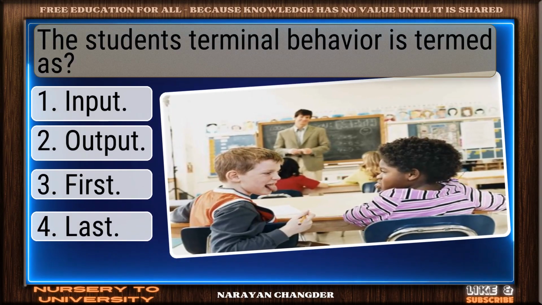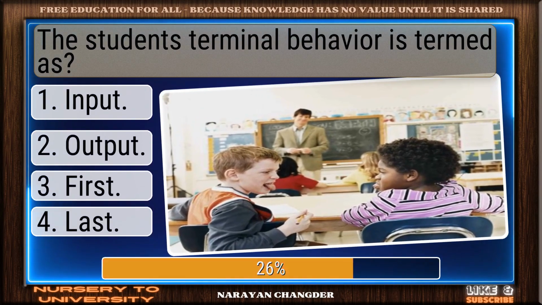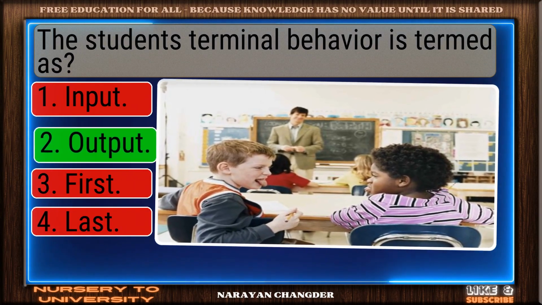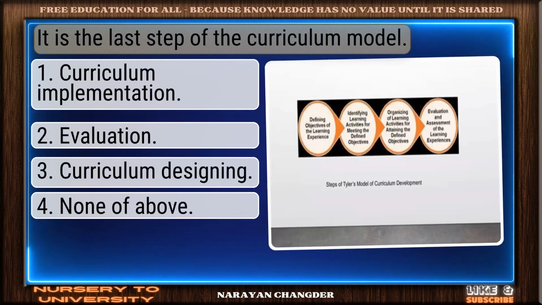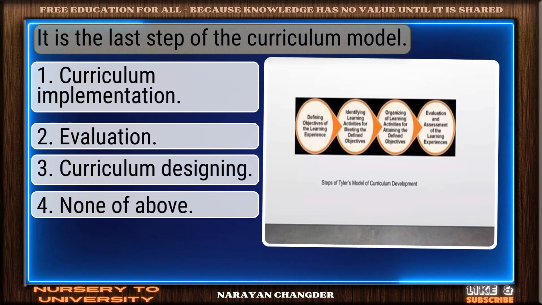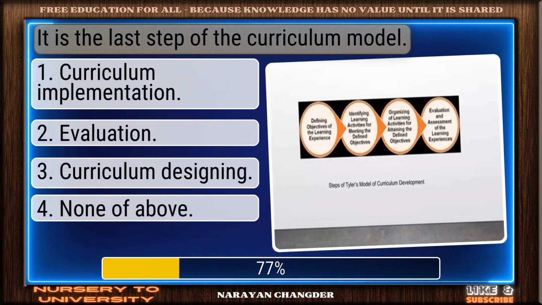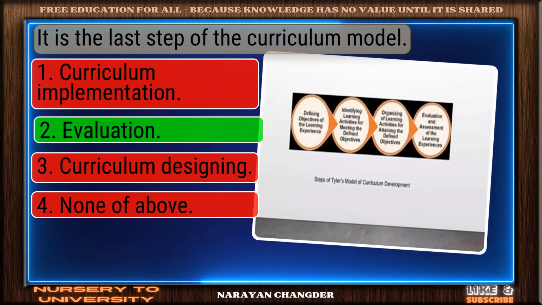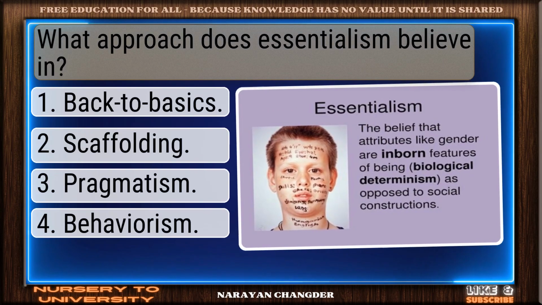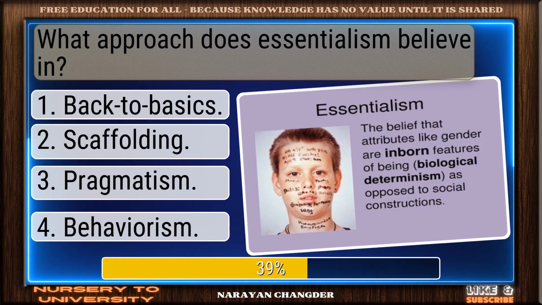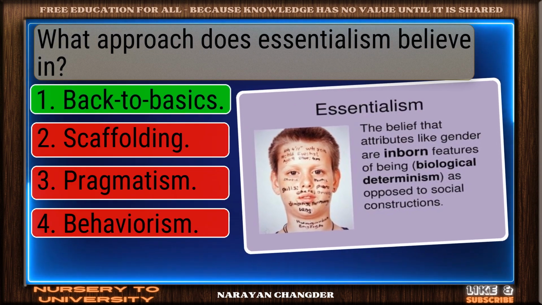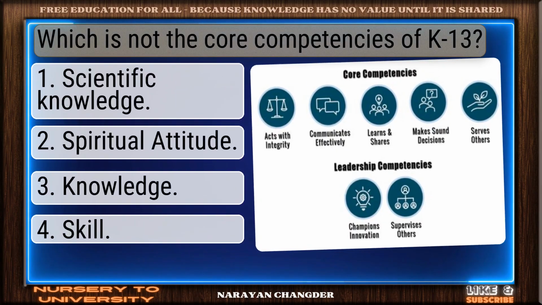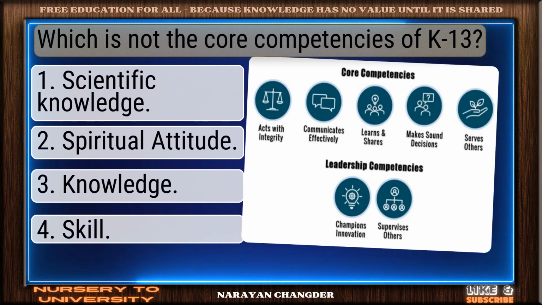The student's terminal behavior is termed as. Well reasoned. Output is the correct choice. It is the last step of the curriculum model. Right again. Evaluation is a valid answer. What approach does essentialism believe in? Valid point. Back to basics is true, which is not the core competencies of K-13.